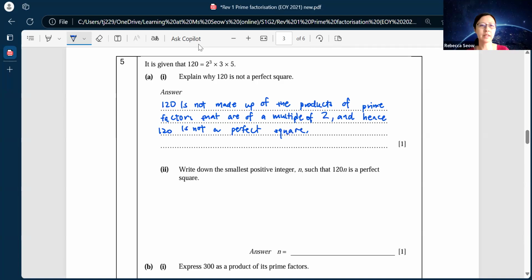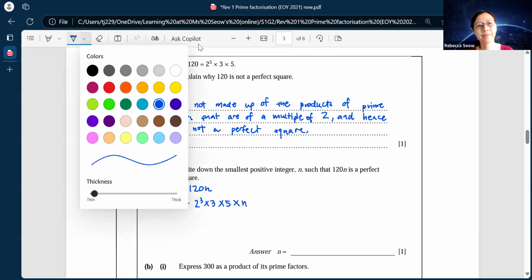Okay. Now, next question. Write down the smallest positive integer n such that 120n is a perfect square. We have done a few questions of this. Basically, the structure is a bit different, but the question is essentially the same. Let's now change 120 into 2 cubed times 3 times 5 multiplied by n.